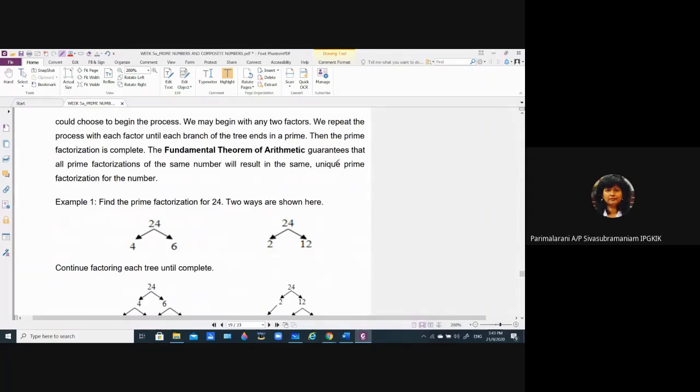Okay, so example one. Find the prime factorization for 24. So we're going to do this. This is our factor tree, the branches. So 24 is 4 multiplied by 6, or we can use 24 is 2 multiplied by 12.